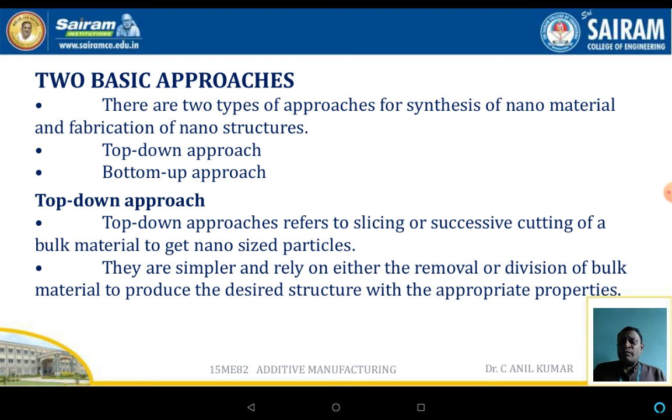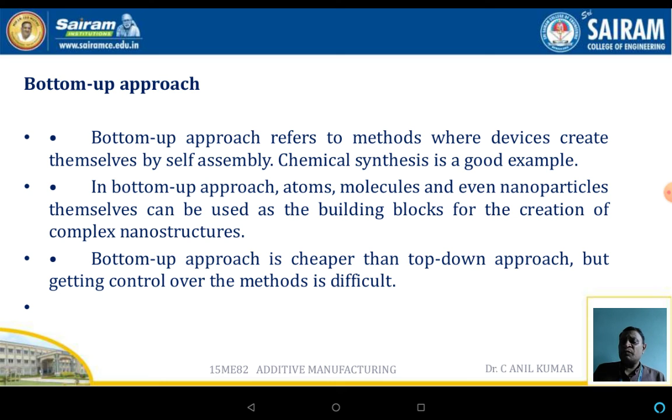The nanomaterial preparation. The nanomaterials can be prepared in two different approaches: the top down approach and the bottom up approach. Top down approach refers to the slicing or cutting of the bulk material into nano-sized particles. They rely on either the removal or the division of the bulk material to form an appropriate smaller material. Bottom up approach.